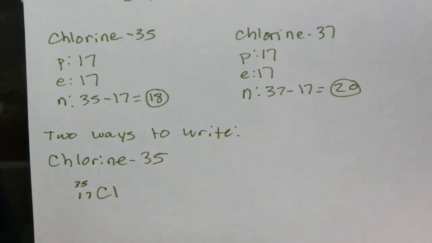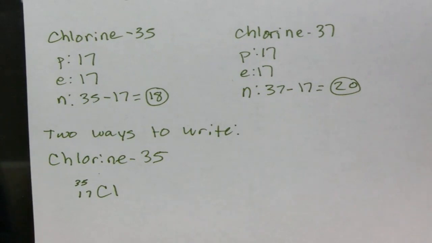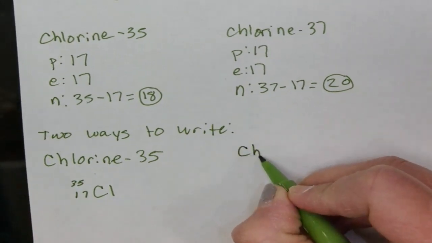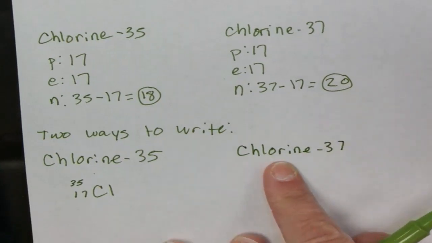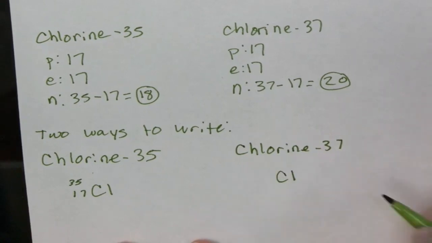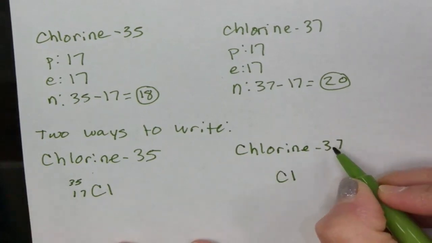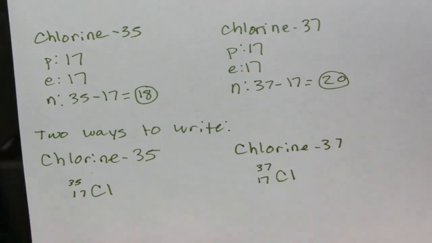What I'd like for you to do is pause this video and attempt to write chlorine-37 out in its two ways, then unpause and check your work. All right, so let's check our work. We could have written chlorine-37 out with the name of the element, -37. The other way would simply be to write the symbol, the mass number of 37 on top, and the atomic number of 17 on the bottom.